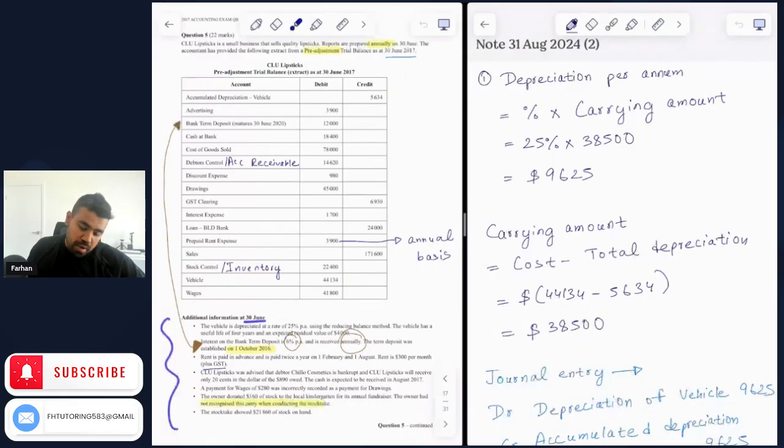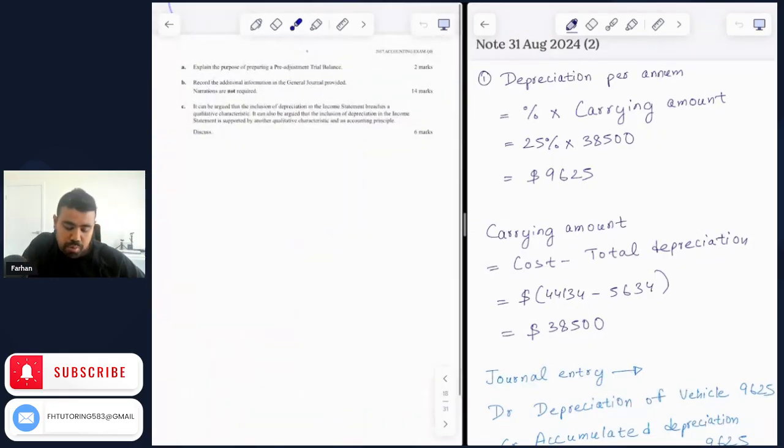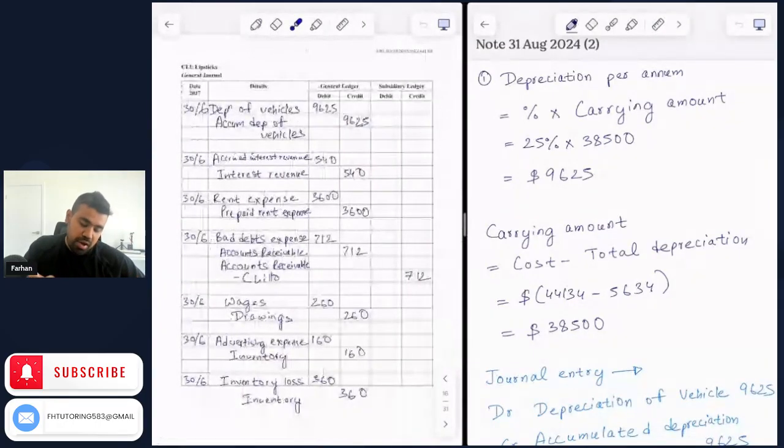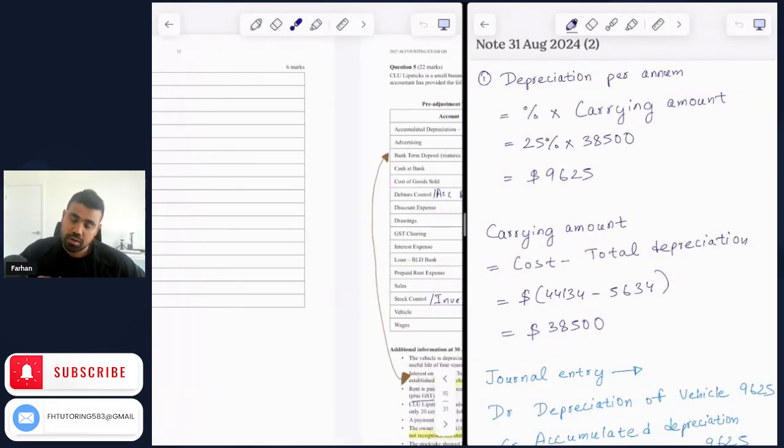The first requirement is to explain the purpose of preparing a pre-adjusted trial balance, and the second requirement is to record the additional information in the general journal, which is basically this outline that has been given to us. You can either record within the general ledger and the subsidiary ledger. So let's start with the first additional information that we are given for this question.